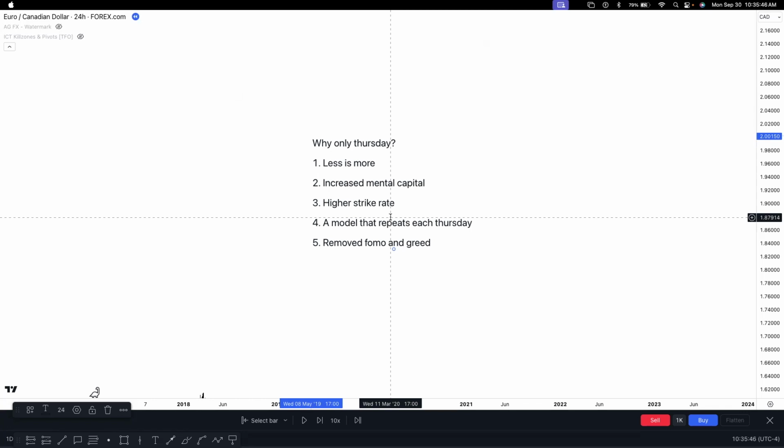And it goes back to back testing and case studying. The more I back test, the more I case study, I understand that my models are going to form on Thursday, so there is no need for me to gamble on Monday, Tuesday, Wednesday, and blow my account when I can just wait until Thursday.